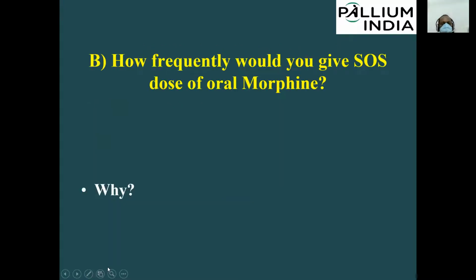And how frequently would you give SOS dose of oral morphine? Anybody? We can give it when the patient asks for it, when pain comes back and it is before the next dose, we can give SOS before the next dose. Yeah, what should be the minimum interval between 2 doses of oral morphine?